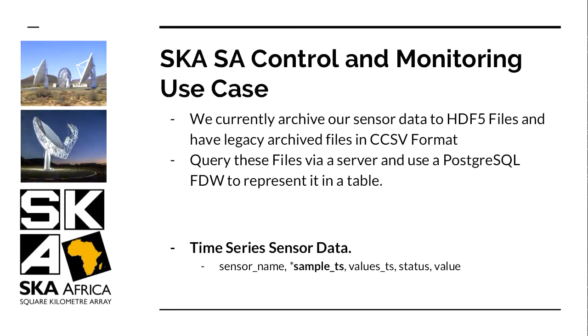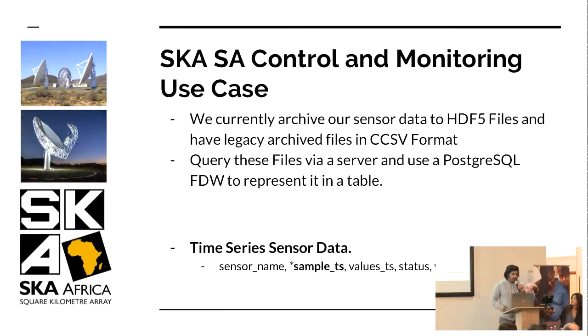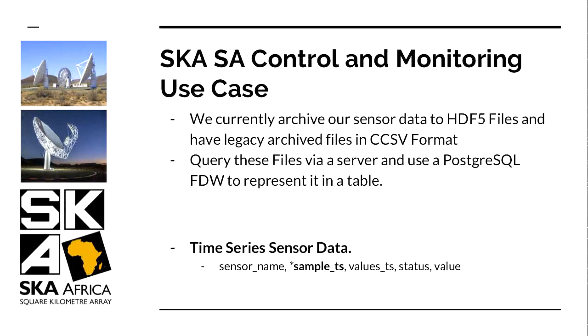Okay, so how do you come about this? So yeah, I'm from SKSA, the control and monitoring team. Our use case is that we have to archive our data to some files. We archive to HDF files, and we have some legacy archive files as CSV files, which is like an internal format. So we query these files via a server. We use Postgres foreign data wrapper to represent it in the table. So it's time series data, and that's basically the form of it with the unique sample TS.